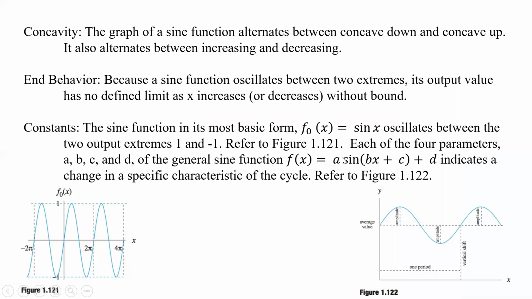Now, what about concavity? Well, if you think about this, we're going up and down like this, so that's concave down, and then this is going to be concave up. And each of these points here is going to be our inflection point. Then it's going to go up and down again, concave down and then back to concave up. So it's oscillating between concave up and concave down.